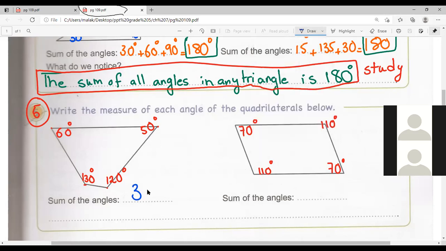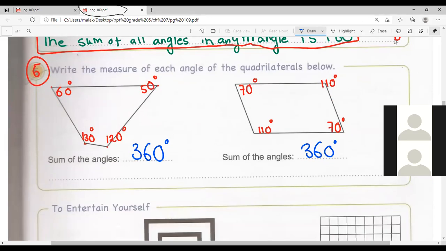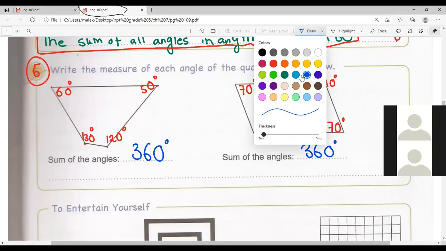360. Teacher, you are not required to know the measurement. Okay, just write the measurement. In the second one, also 360. So what do we notice here? What is the sum of all angles in any quadrilateral? It's 360.